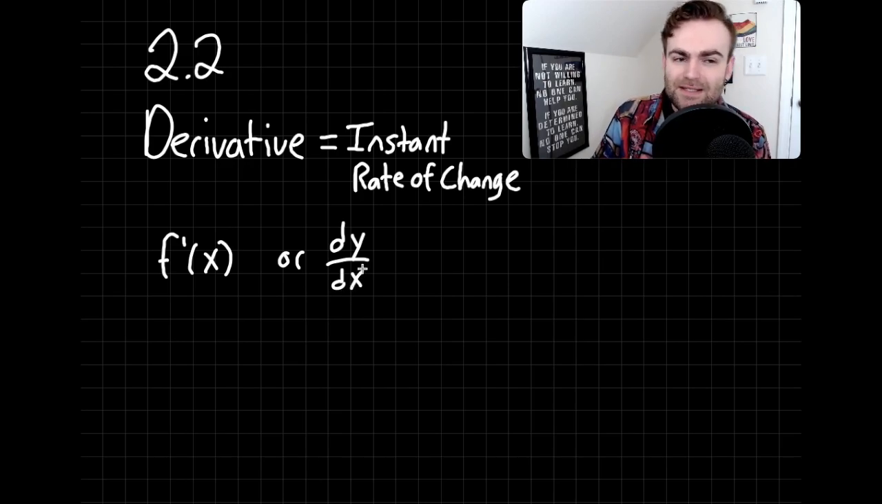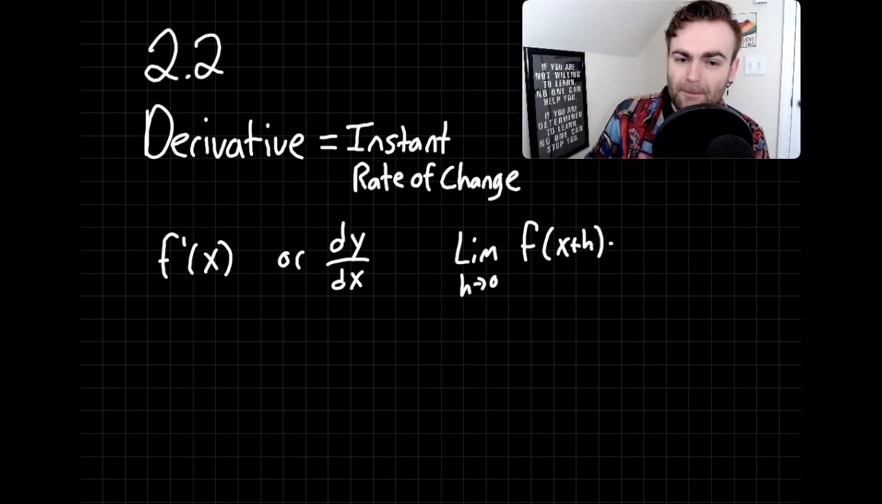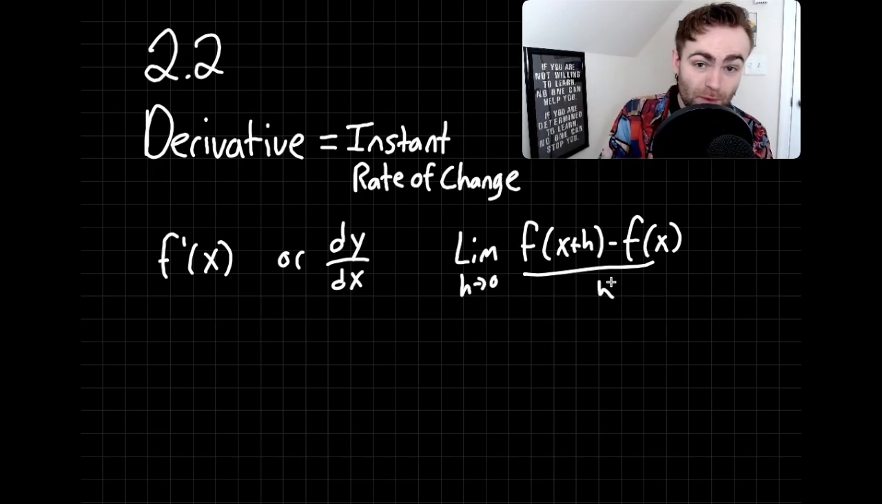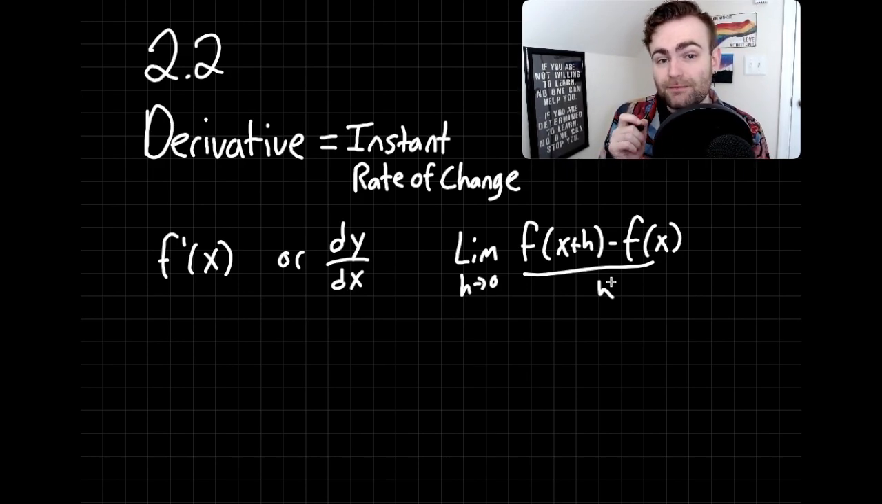And what is instant rate of change? Well, we talked about that a little bit last lesson. The instant rate of change is the limit as h approaches 0 of f of x plus h minus f of x all over h. And you might be like, that looks a little different. We had a's last time and you put x's here. Well, the difference between 2.1 and 2.2 really is that we are finding the instant rate of change defined for all x's of a function.